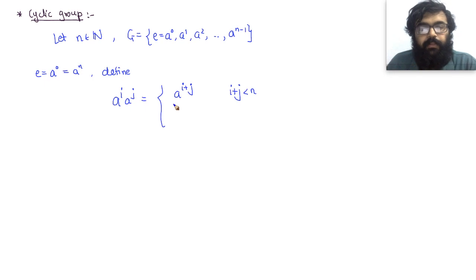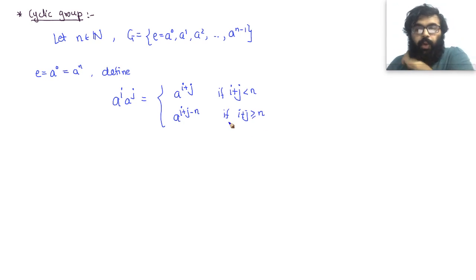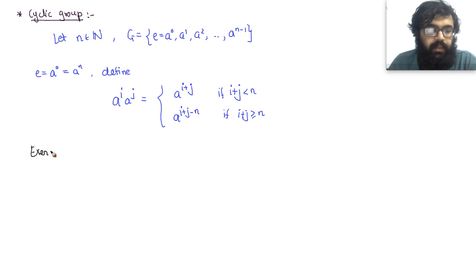What if the sum is greater than n? Then it is a raised to i plus j minus n, if i plus j is greater than or equal to n. So if it is n or it exceeds n, then we define it like this. Then this is an exercise for you. As usual, when exercises start coming, the lecture is going to end. You can clearly make out.